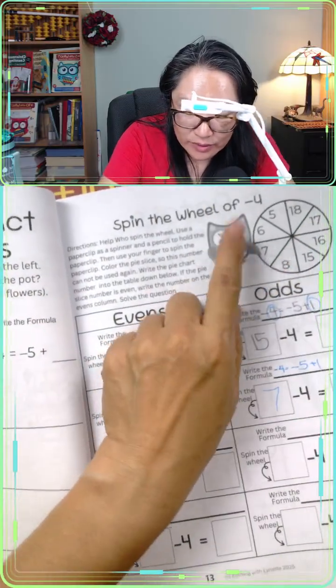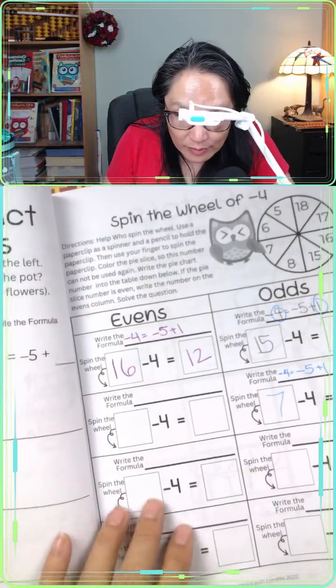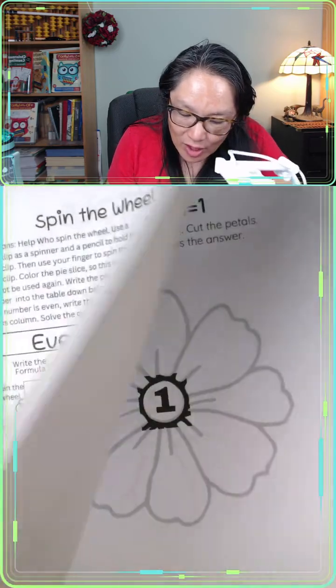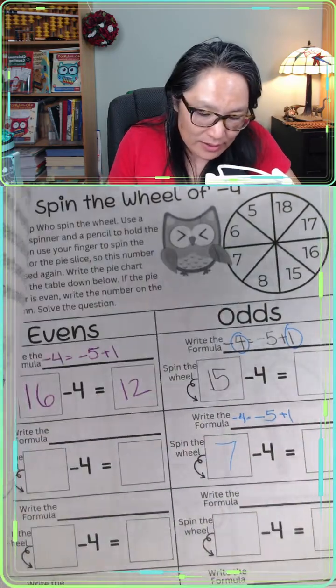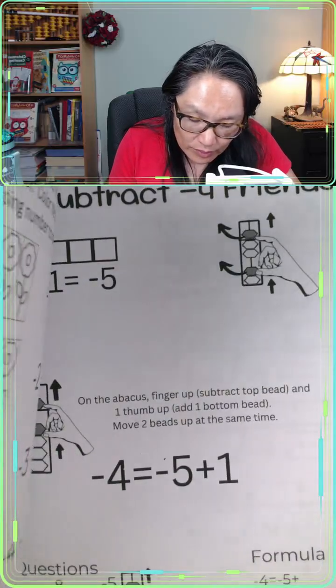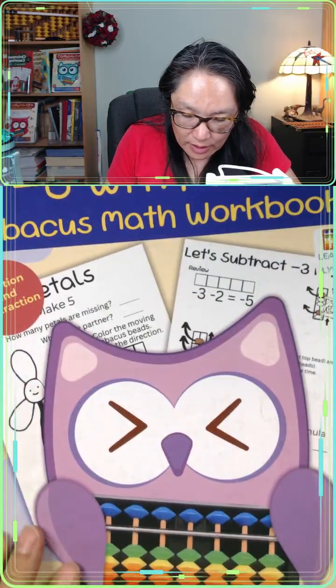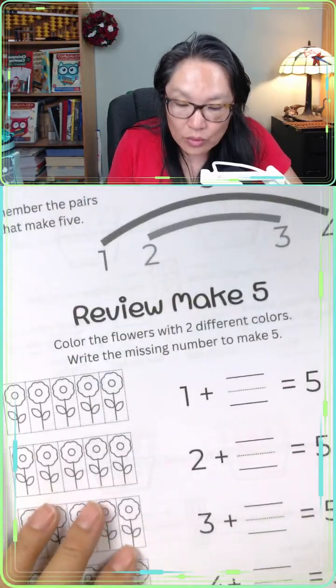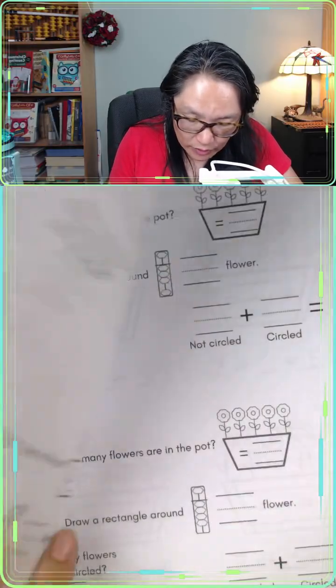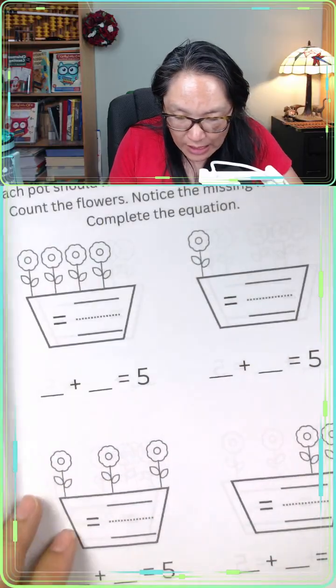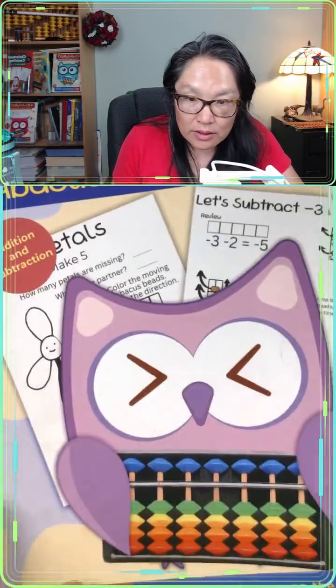I like this one, which is the spin the wheel. I love the number bonds. The number bonds was only meant for a concept. We don't use the actual number bonds in Abacus. I try to relate it to mainstream math. That's what I'm trying to do, which is very different than how we're teaching in Abacus world.